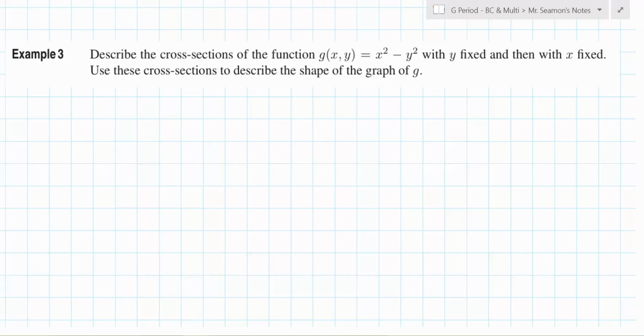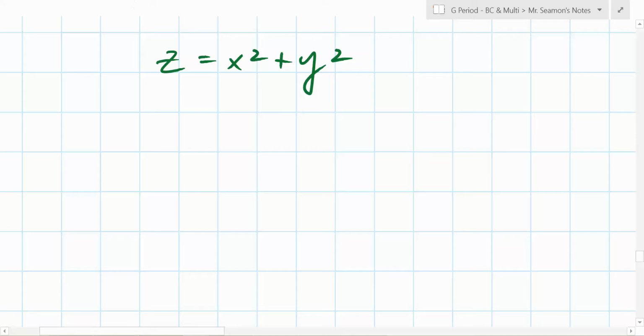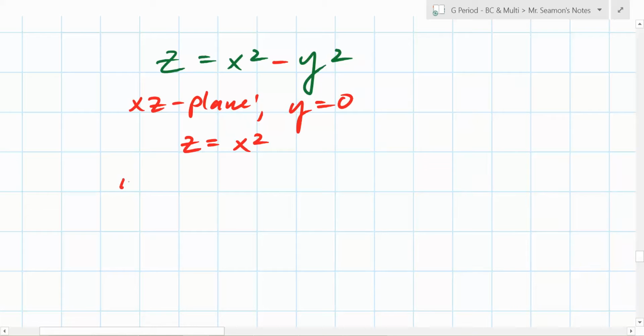So we have z equals x squared minus y squared. Let's say we wanted to know what does it look like on the xz plane. The xz plane is when what is 0? When y is 0. So that's going to be z is equal to what? Oh, it's minus, by the way, sorry. Is that kind of different? So z is going to be equal to what? X squared. Nice. Now what about the yz plane?